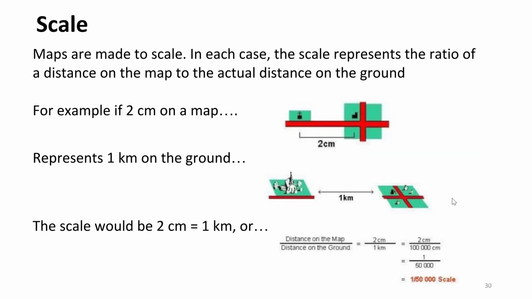So the first essential map element is scale. Maps are made to scale, and in each case, the scale represents the ratio of the distance on the map to the actual distance on the ground. So for example, if 2 centimeters on a map represents 1 kilometer on the ground, the scale would be 2 centimeters equals 1 kilometer, or 1 to 50,000 scale. So scale is unitless. It could be 1 foot represents 50,000 feet, or 1 meter represents 50,000 meters. But scale is very important because it helps us to understand the size of things that we're looking at on your map.